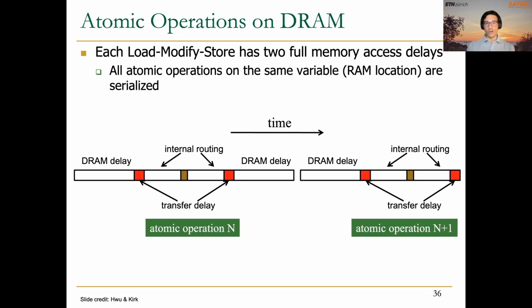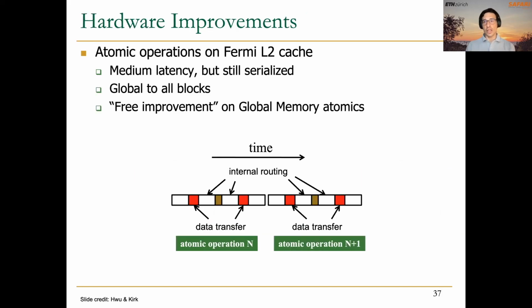As you see, very costly, because most of the time what we are paying is the data movement from bringing data to the processor, to the SIMD lanes, and then writing it back. Hardware improvements happen over time: the Fermi architecture improved significantly the execution of atomic operations in global memory, because then it was possible to directly perform the atomic operations in the L2 cache.